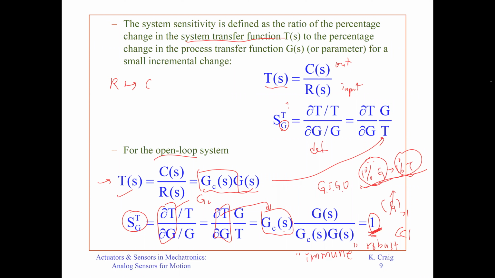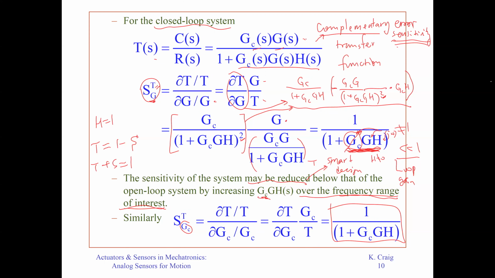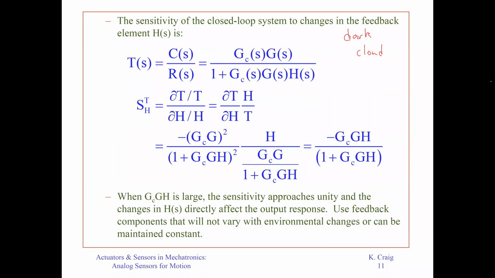Closed loop systems, we can change that. However, there's bad news, a dark cloud. I said just now that if you make this bigger, you can make the sensitivity small. But let's look at this. If you have a sensor transfer function H that has some changes, how will this affect my T? We can do the same: partial T over partial H, and H divided by T. So this is the T, this is H, this is the partial. This partial is only one here, so you have a square in there, and a negative sign in here.